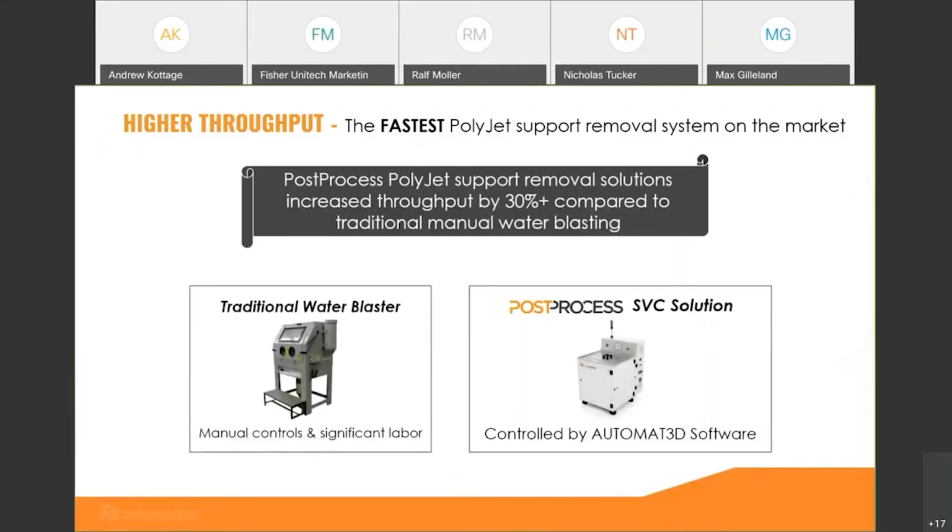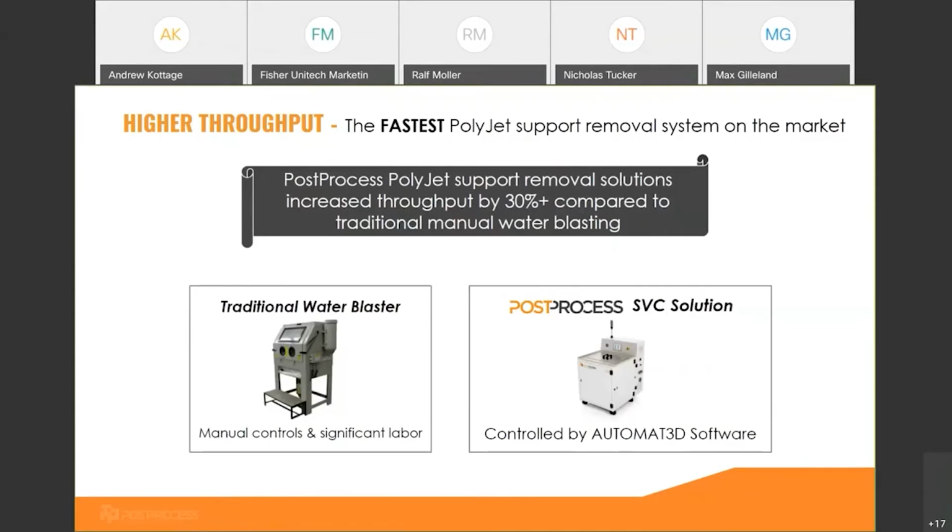So when you think about higher throughput, really just trying to get more parts through your workflow, being able to process in batches, eliminate a lot of that hands-on time. Really, we did a white paper on this that's available if you're looking to dive a little bit deeper, but it talks about that increased throughput by over 30% in this instance compared to traditional water blasting. So we touched on some of the issues with traditional water blasting with the manual controls and all the labor that goes into it. In this study, we focused on the DEMI, which is from our SVC technology line, and again, increasing the throughput by 30% compared to some traditional systems.